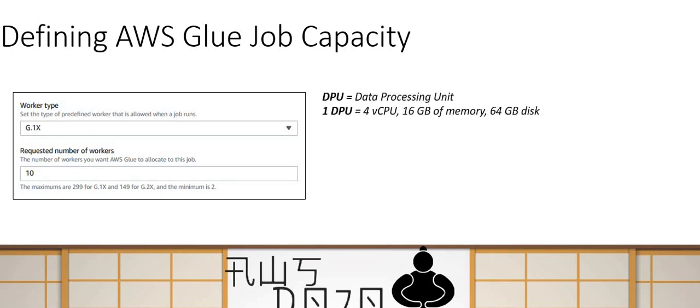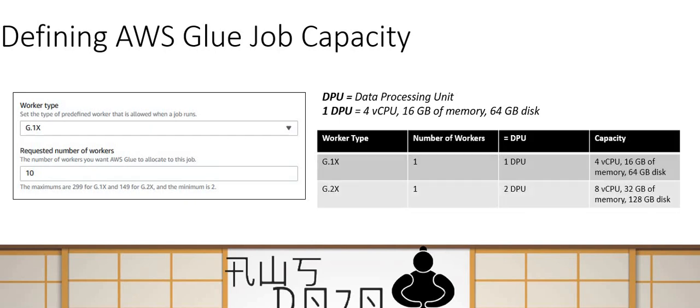But before I talk about the capacity definition, let's understand a new term if you have not heard it earlier. This term is called DPU, or data processing unit. One DPU means it has 4 vCPUs plus 16 GB of memory and 64 GB of disk space. So keep this in mind. Whenever I say one DPU, that means in terms of capacity, 4 vCPUs, 16 GB memory and 64 GB disk space. Now come back to worker type and how it affects the number of workers and the capacity. So let's have a look at this table.